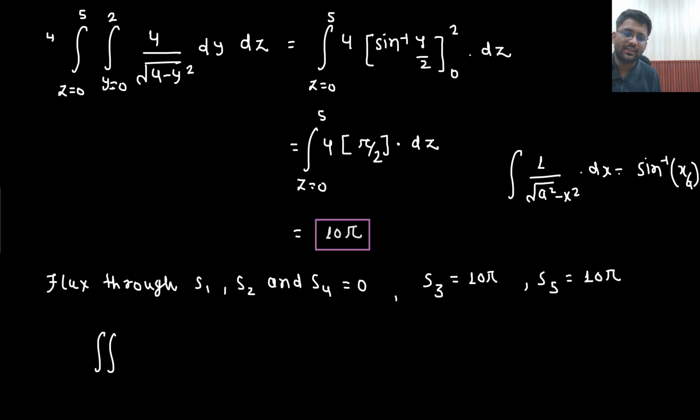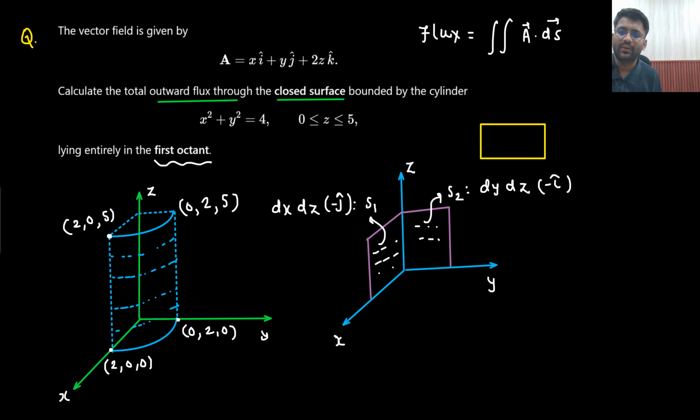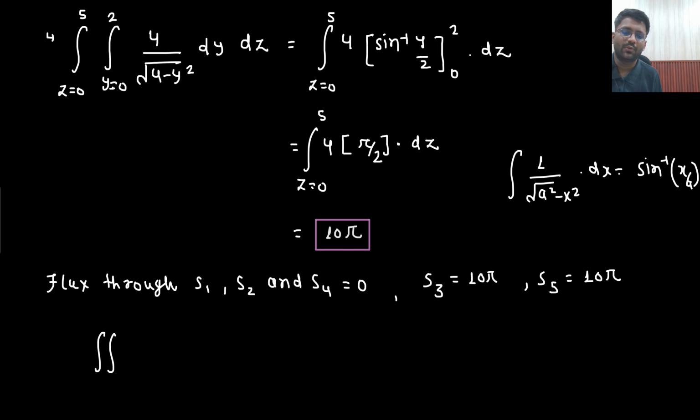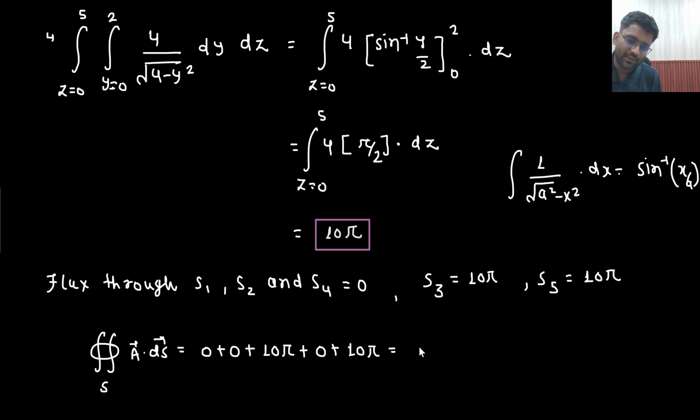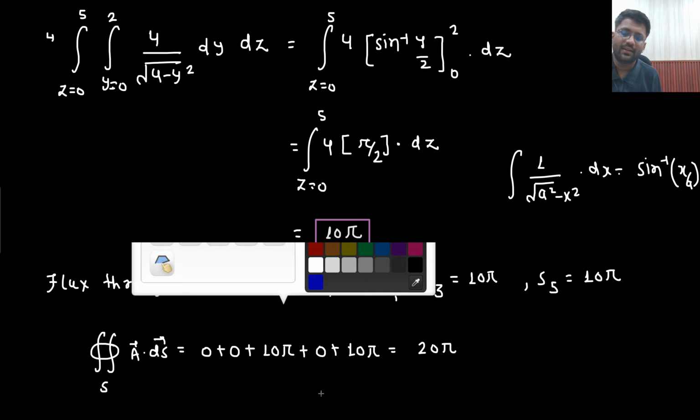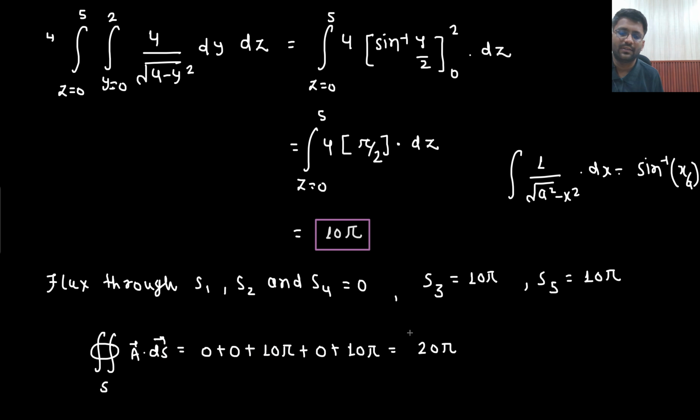So total flux passing A dot ds, right? Why I am putting this circle here? Because it is closed line integral. That is coming out to be what? 10 pi plus 10 pi, 0 plus 0 plus 0, 0 plus 0 plus 10 pi plus 0 plus 10 pi. Total answer is 20 pi is the total flux that is passing.